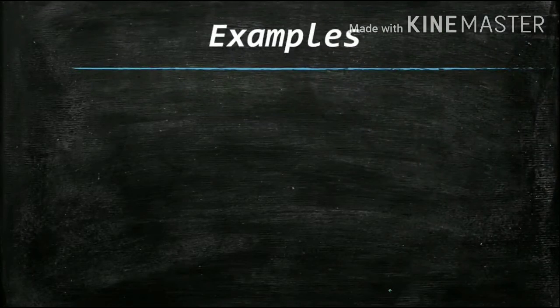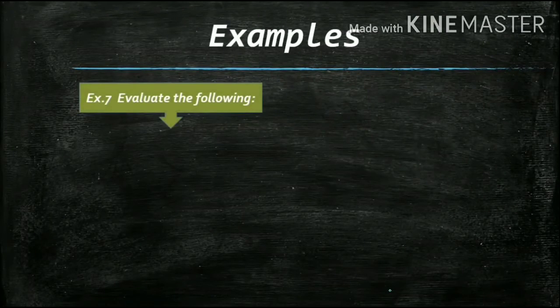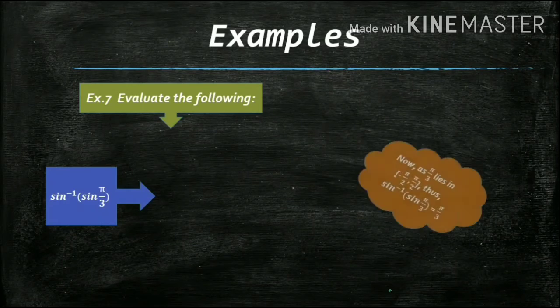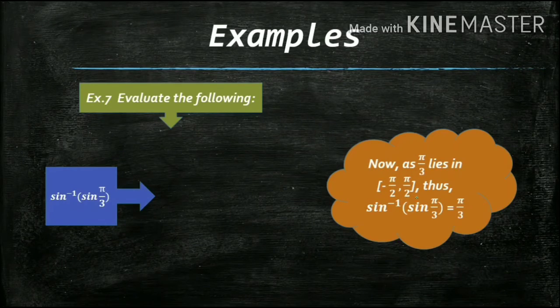So let's see some examples then. You need to evaluate the following: sine inverse of sine pi by 3. Now clearly pi by 3 lies in the closed interval minus pi by 2 comma pi by 2, which is required for this property to hold. So that means sine inverse of sine pi by 3 is pi by 3 only. Very easy question. Directly they can be asking you to find its value.